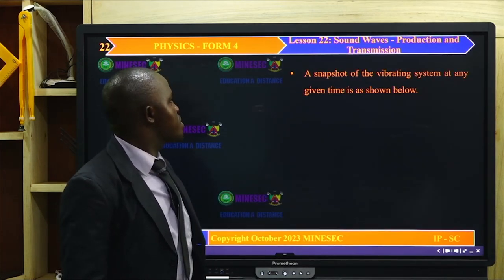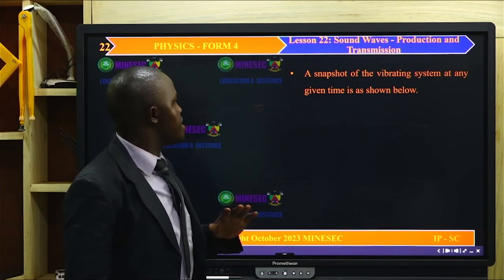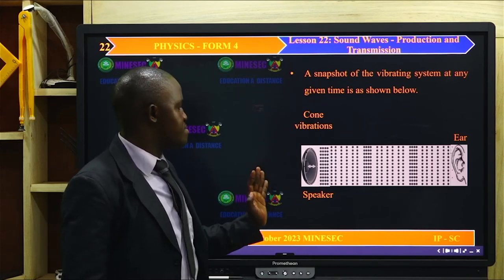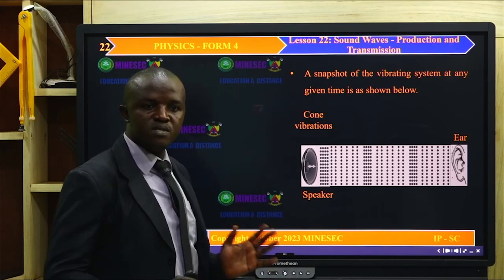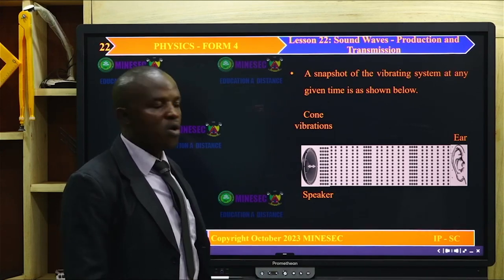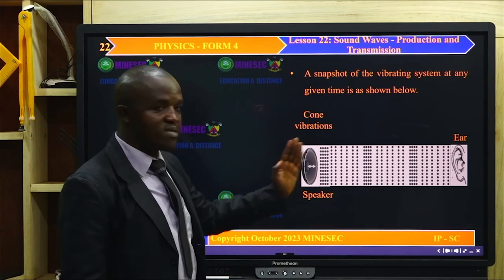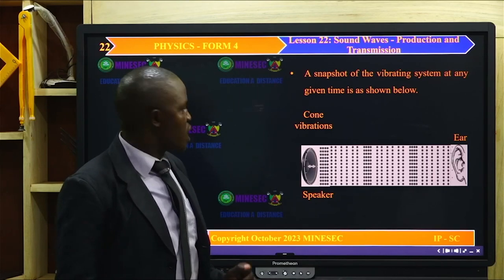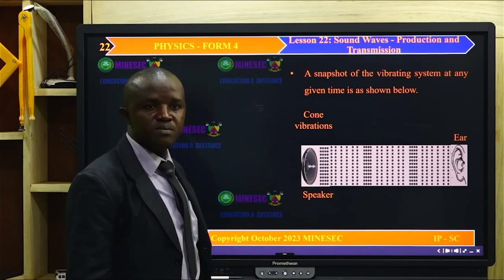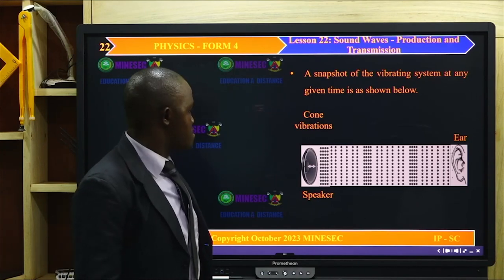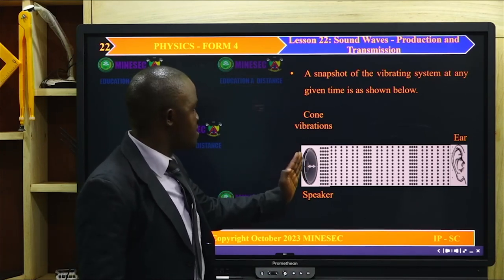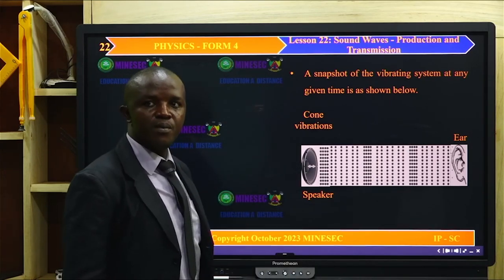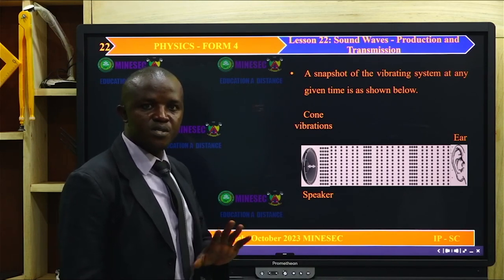A snapshot of the vibrating system at any given time is shown below. Consider the first section of the clip, where you saw layers of air vibrating to and fro in the same direction as the direction of wave travel. If you take a snapshot of that portion of the clip, it looks something like this. The speaker cone is here, the ear is that way, and this is how the layers of air in between them look at any given instant.